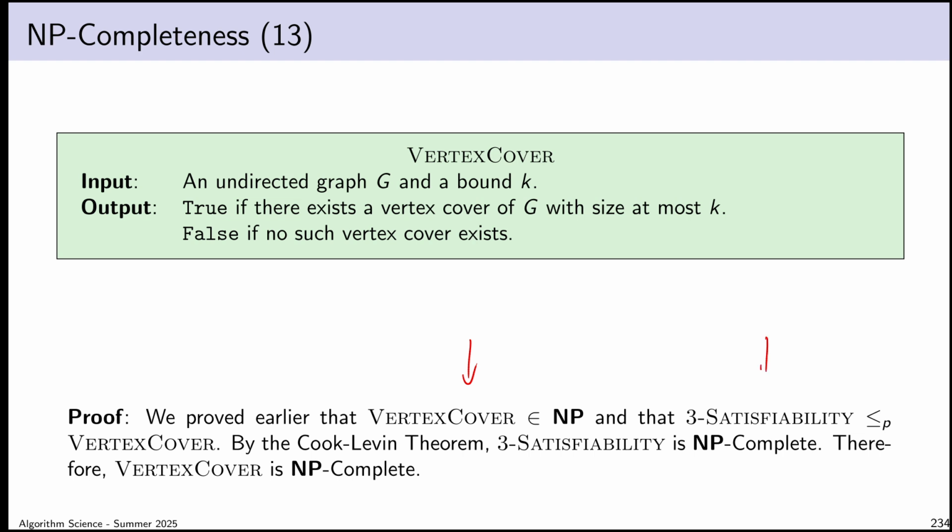We also showed earlier that you can reduce 3 satisfiability to vertex cover in polynomial time. That means, because 3 satisfiability is NP-complete by the Cook-Levin theorem, that any problem in NP can be solved via 3 satisfiability. And that means that because I can solve 3 satisfiability with vertex cover, vertex cover is NP-complete as well.